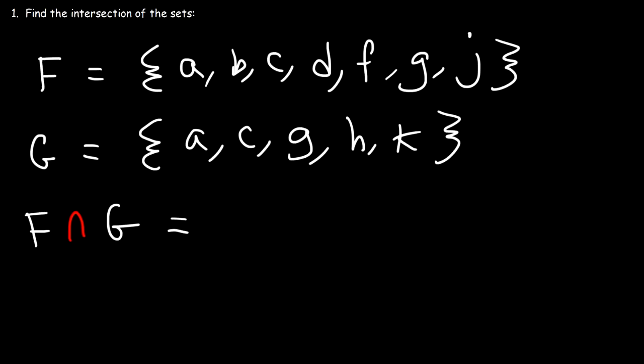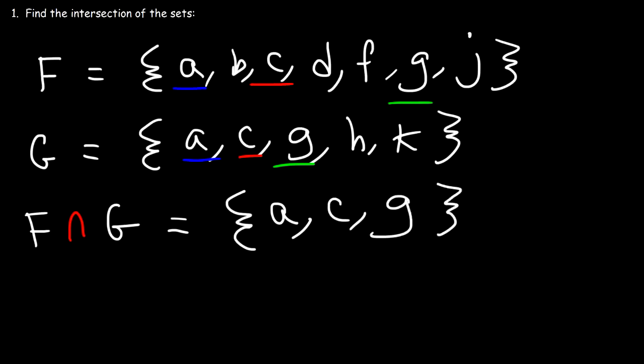So let's see which elements are shared between both sets. So both sets contain element A, element C, G, and that is it. So the intersection of F and G is going to be A, C, and G. So as you can see, finding the intersection is pretty straightforward.